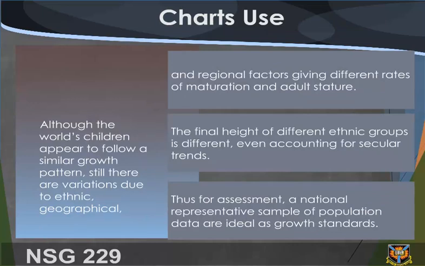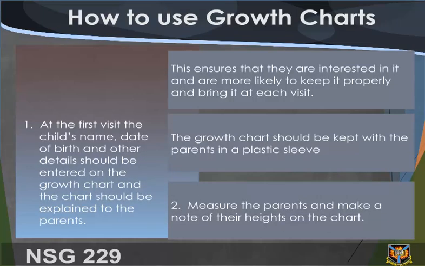Chart use. Although the world's children appear to follow a similar growth pattern, still there are variations due to ethnic, geographical, and regional factors, giving different rates of maturation and adult stature. The final height of different ethnic groups is different, even accounting for secular trends. Thus, for assessment, a national representative sample of population data are ideal as growth standards. How to use growth charts.